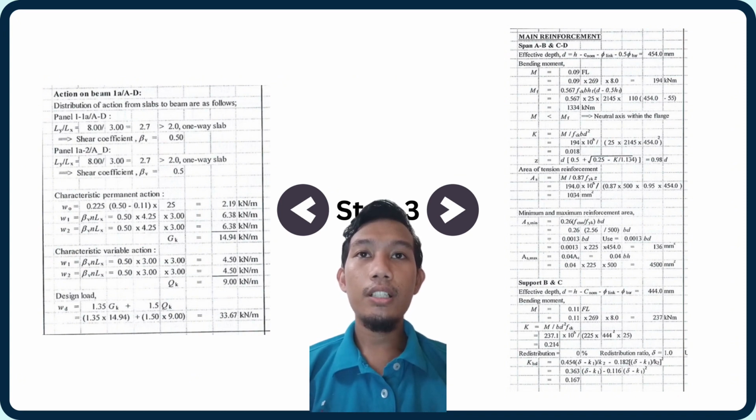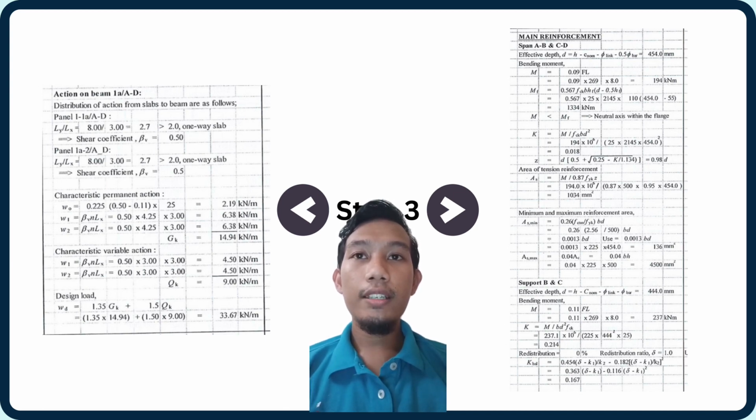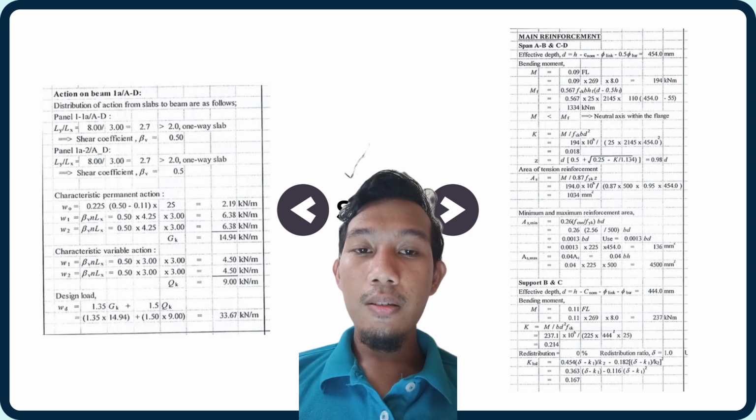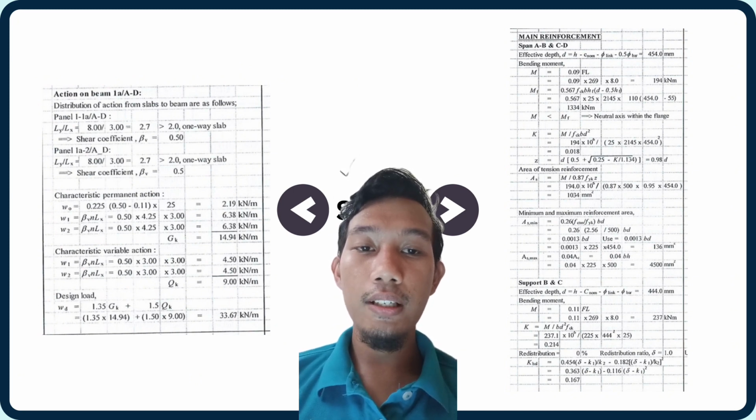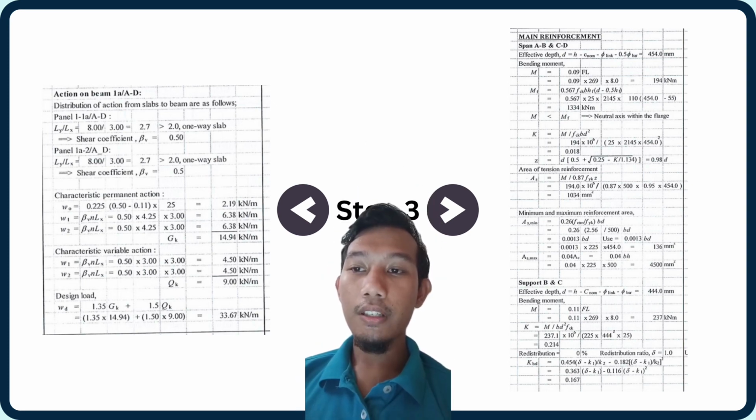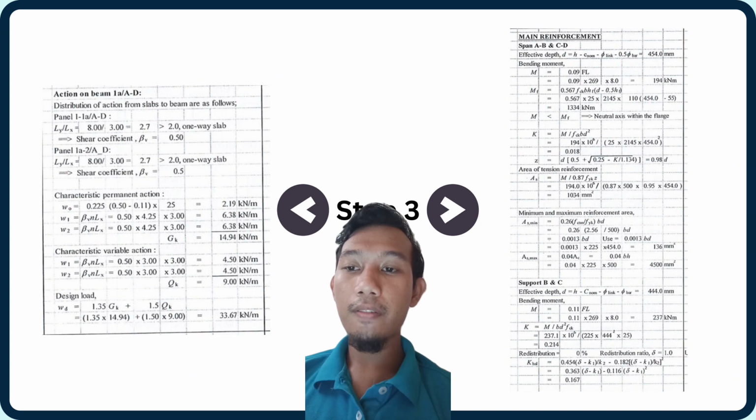Main reaction span AB and CD. The effective depth is 454 mm. Bending moment is 133.4 kNm, which is smaller than MF. Neutral axis exists within the flange. K equals M over fck b d square, so the answer is 0.018. Z equals d times 0.5 plus square root 0.25 minus K over 1.134 equals 0.98d. Area of tension reinforcement, As equals 1034 mm square. For minimum and maximum reinforcement area, As min is 136 mm square. For As max is 4500 mm square.